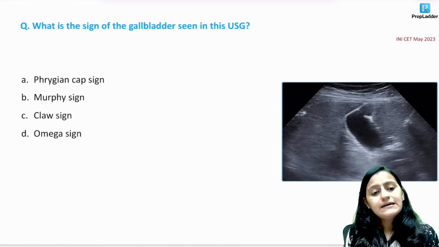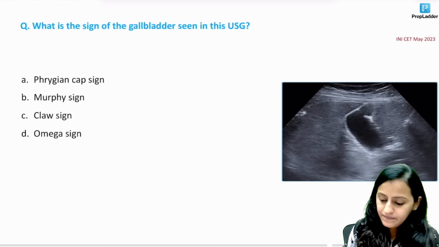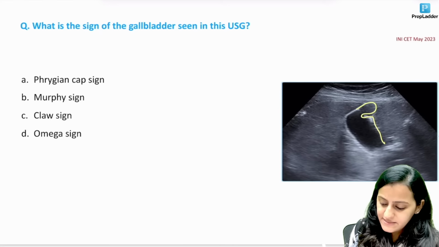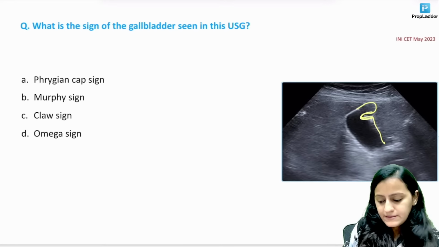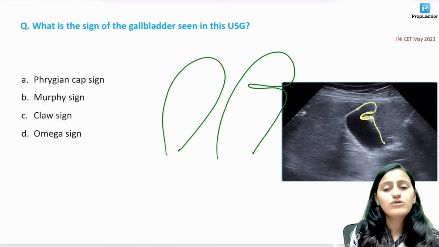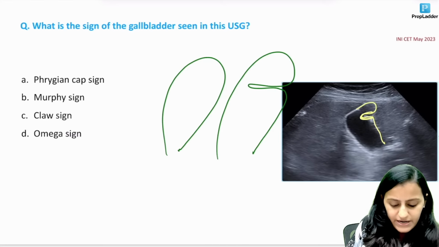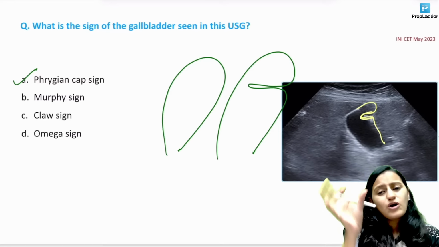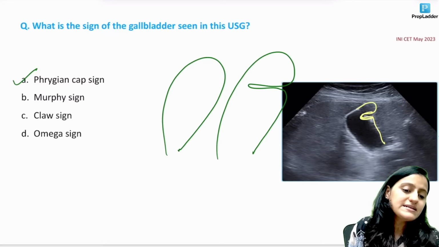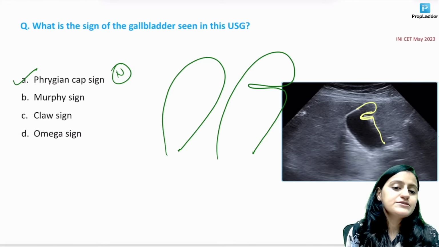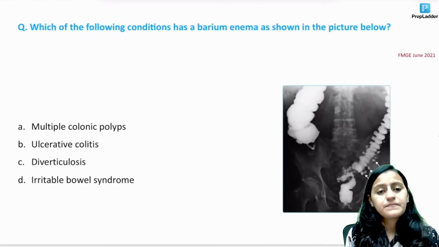Okay. Next one. What is the sign that you are seeing in the gallbladder? Look at this sign. The gallbladder wall is folded like this. It is showing this folding. So the gallbladder, instead of being a smooth wall, has this infolding. This is called as Phrygian cap, which is a normal variant, right? The gallbladder folding on itself. So that is Phrygian cap, which is normal variant.